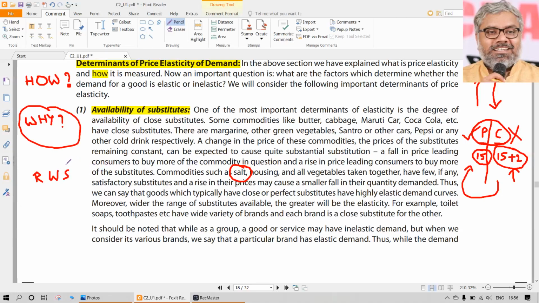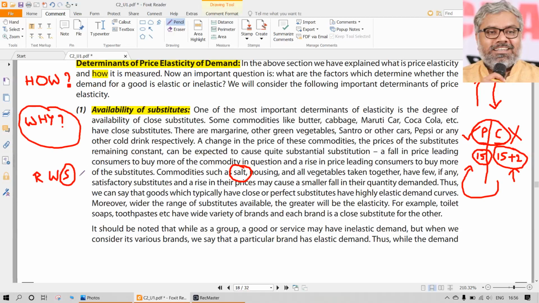Again, why is that? The reason we are talking about how and all we calculated earlier using various formulae. Why does that happen? It is because salt does not have any close substitutes. Salt does not have any substitutes. If it has a substitute, then the price elasticity will be high.